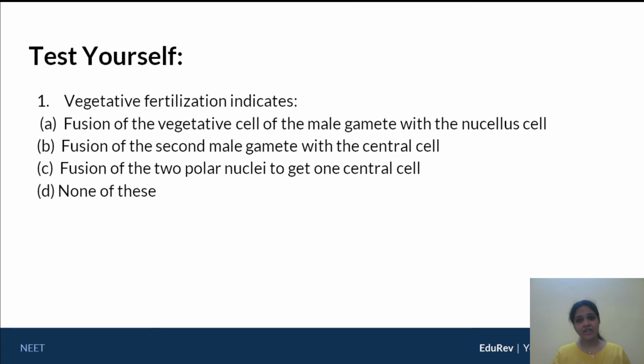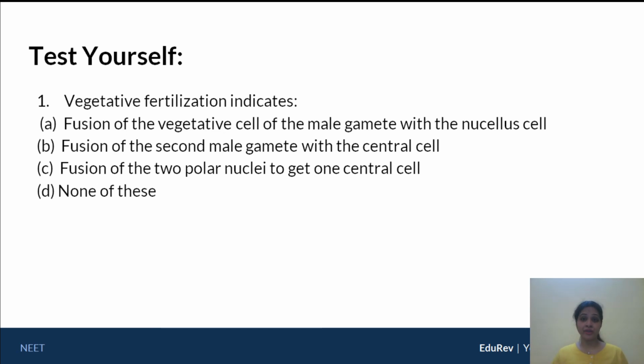So what is really vegetative fertilization? Now we've come across this term vegetative fertilization. But if you remember, we spoke about double fertilization. One event of double fertilization resulted in the formation of a zygote, that was syngamy. The second event of double fertilization resulted in the endosperm, or the primary endosperm cell.